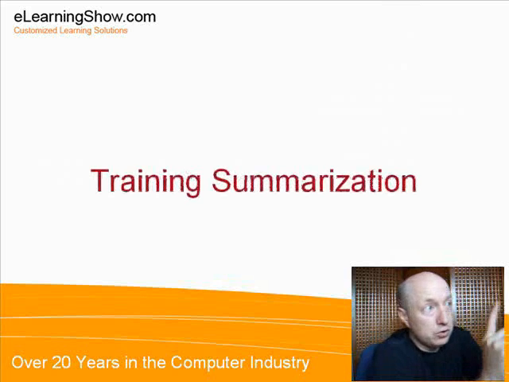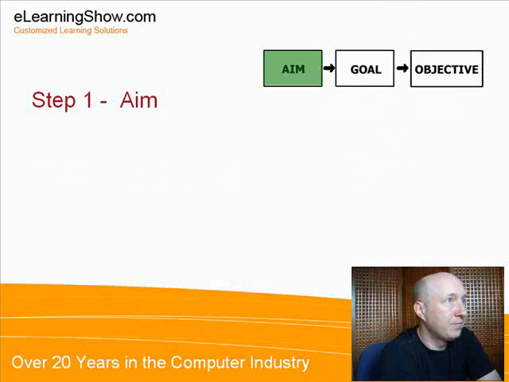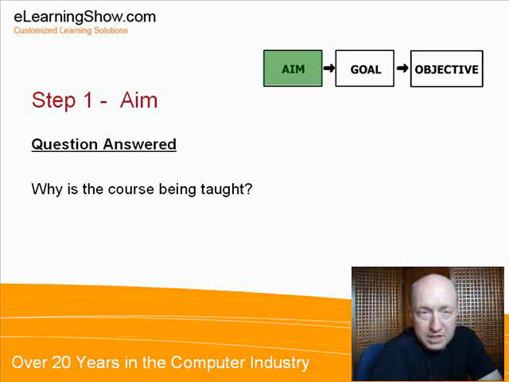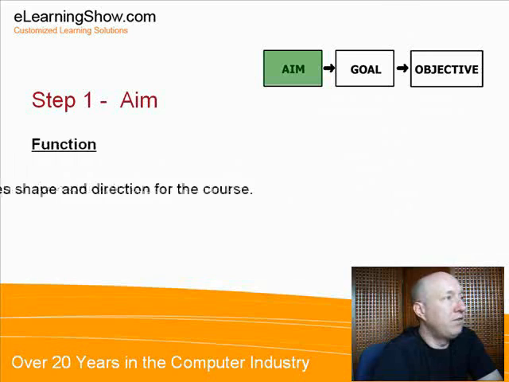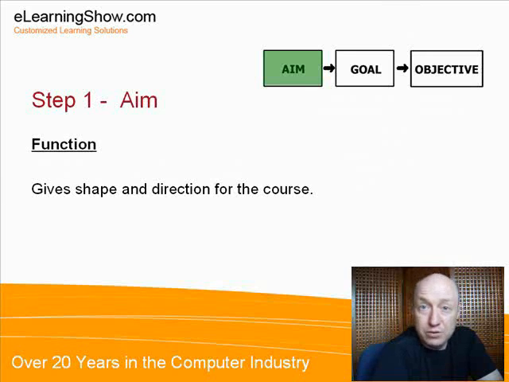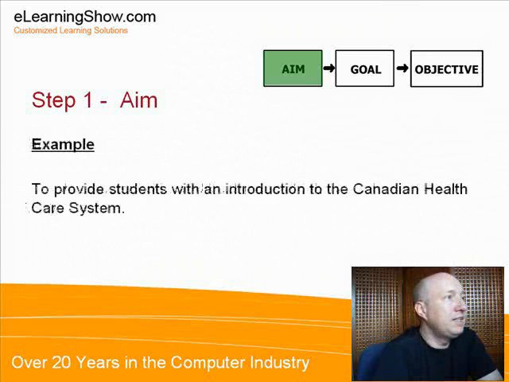Now we're going to go into training summarization. The first thing we're going to do is clearly aim at what we're going to do. We're going to find out what kind of question we're trying to answer and who the course is being taught for. The function gives shape and direction for the course. An example: to provide students with an introduction to the Canadian healthcare system.